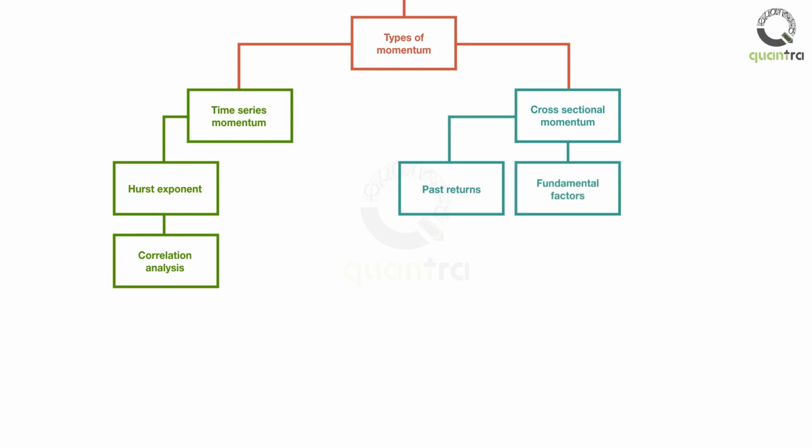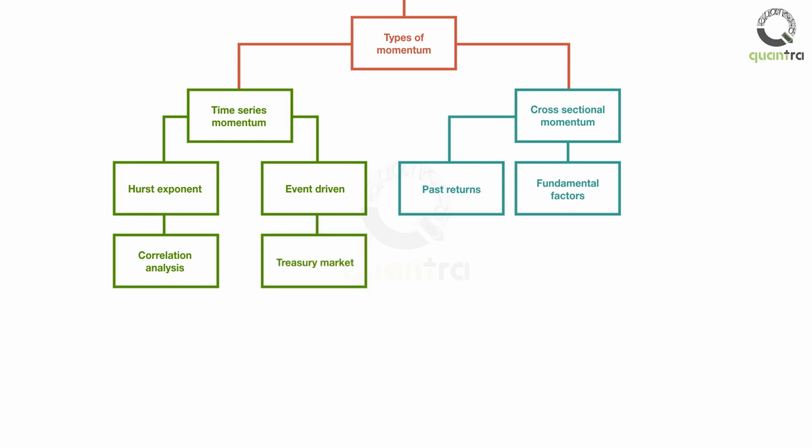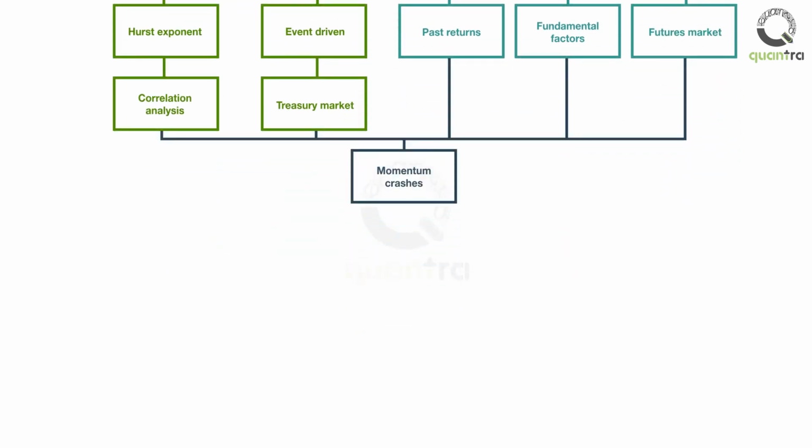In the following section, you will identify different types of events which give rise to momentum. You will identify a pattern and implement a momentum trading strategy on the treasury markets. Further, you will learn the basics of futures markets, and implement a strategy to extract roll returns and a cross-sectional momentum strategy. In the next section, you will explain the causes and effects of momentum crash and how to avoid them.